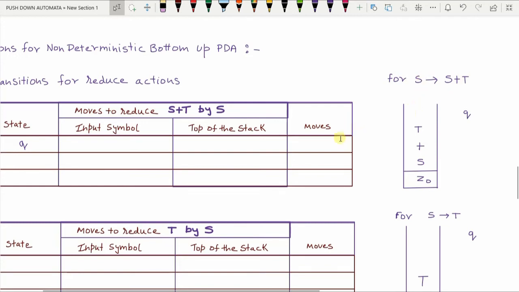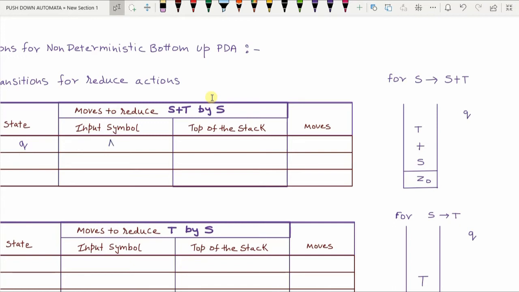So another thing you remember, always while designing bottom up PDAs, for reduce actions, remember, for reduce actions we are not reading the input symbols. We are reading input symbols only for shift action. The transition tables that we are going to see now are all for reduce action, not for shift action. So always remember, the input symbol column will always contain null. That means no input symbol is read.